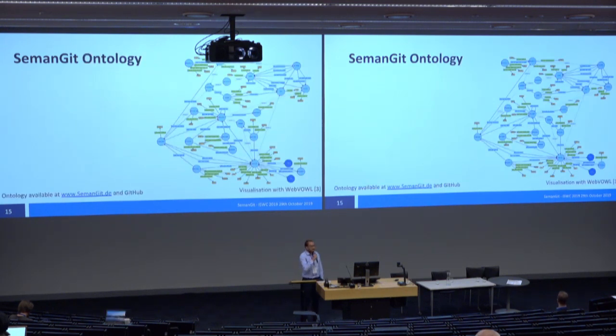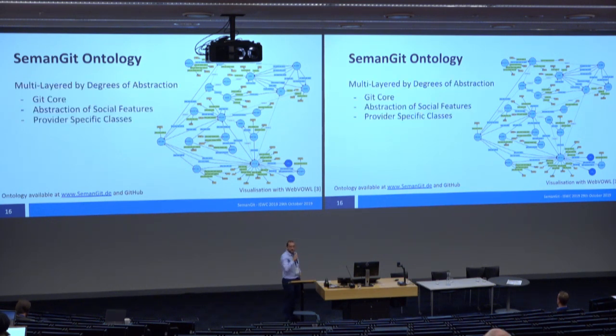So our approach is based in the first step on a SemGit ontology. You see this on the right, and we did the visualization with WebVOWL. The ontology is available at www.semgit.de and at our GitHub repository, and also in a big version on a poster still presented at the booth. And I want to talk shortly about the design of this ontology. So it is basically multi-layered. We started with a Git core ontology, modeling the key Git functionalities that are provided by Git itself. For example, commits that can be contributed by an author, which is, according to the Git protocol, just an email address.